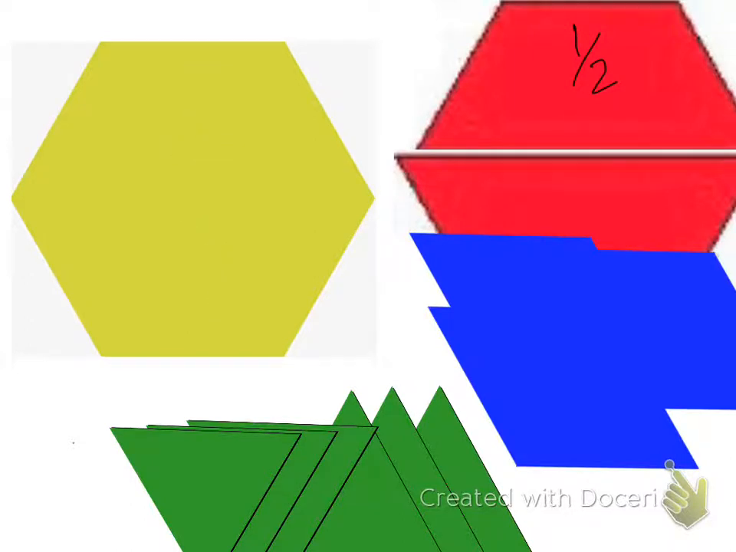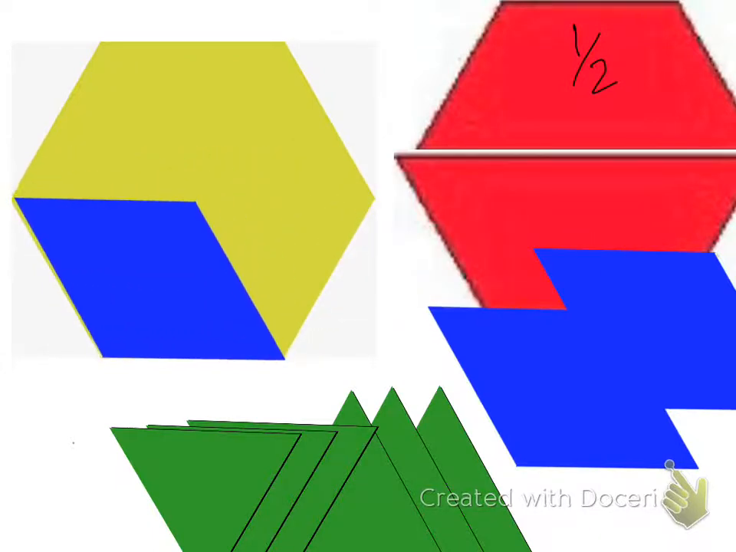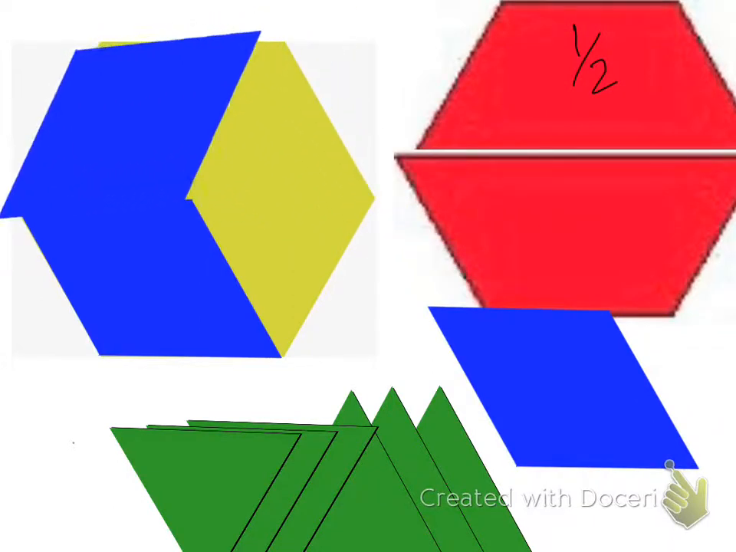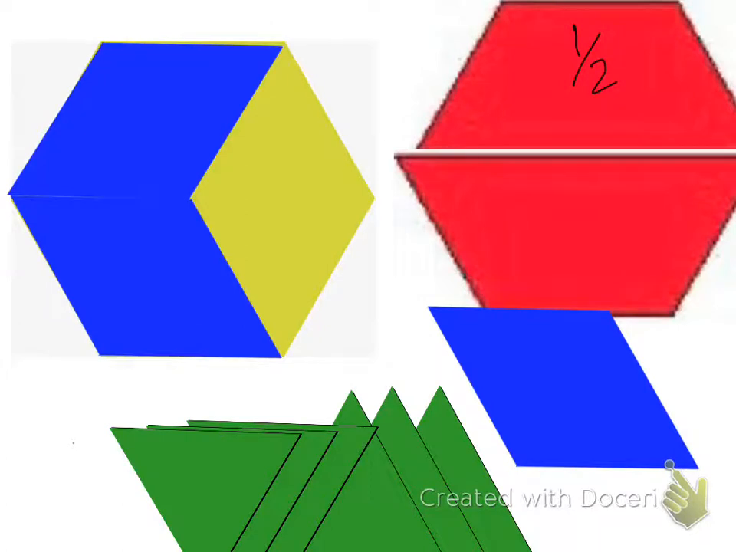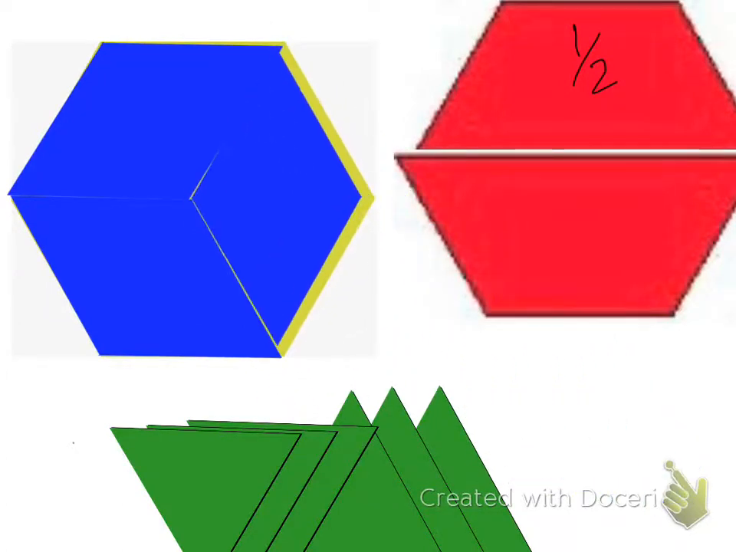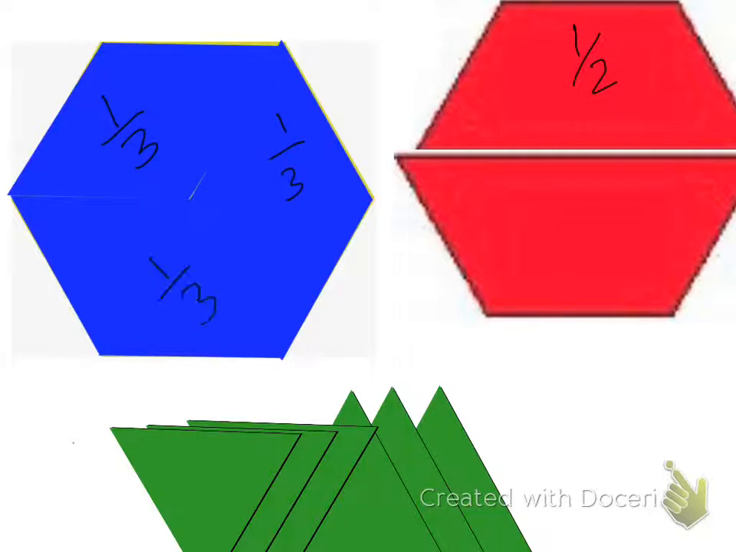Okay, let's try the blues. So if I move my blues over, it takes 1, 2, 3 pattern blocks to cover up my yellow block. Now, of course, since I'm doing this on a screen, it's not exact, but it's close enough. So that means since it takes 3 blue pattern blocks to fill up the whole cake, each of these pattern blocks is 1/3 of the whole cake.